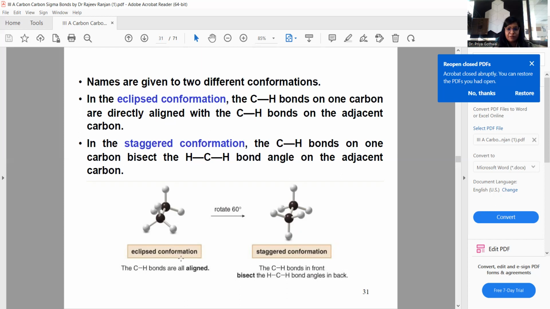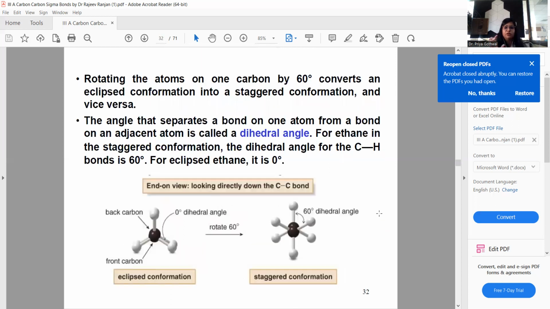In the eclipsed conformation, the C-H bonds are all aligned. With a 60-degree rotation along the carbon-carbon single bond, the staggered conformation occurs. The C-H bond in front bisects the H-C-H bond angle in the back. So here we can see the conformational analysis of the alkanes.